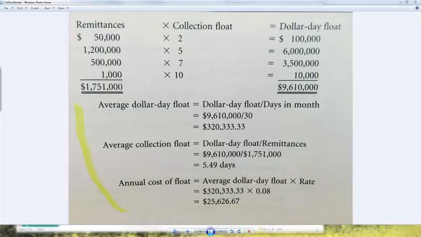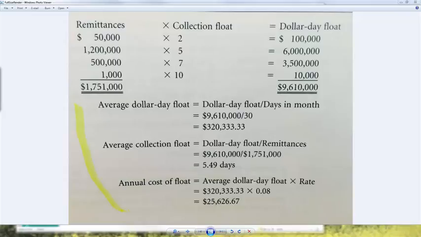$320,333.33. To find the average collection float, we take the total dollar-day float of 9.61 million and divide it by the sum of the remittances, 1.751 million, and we see that our average collection time is 5.49 days.